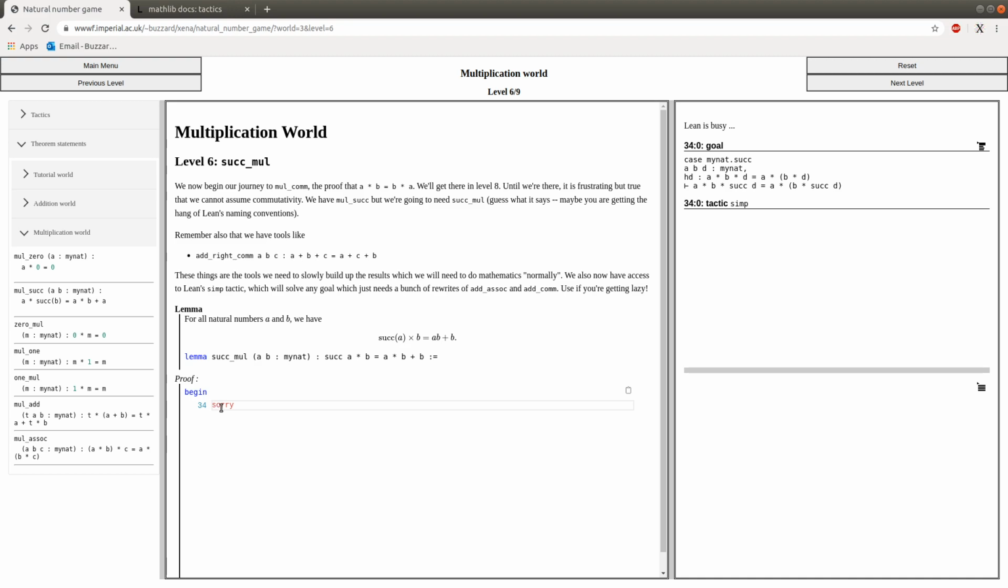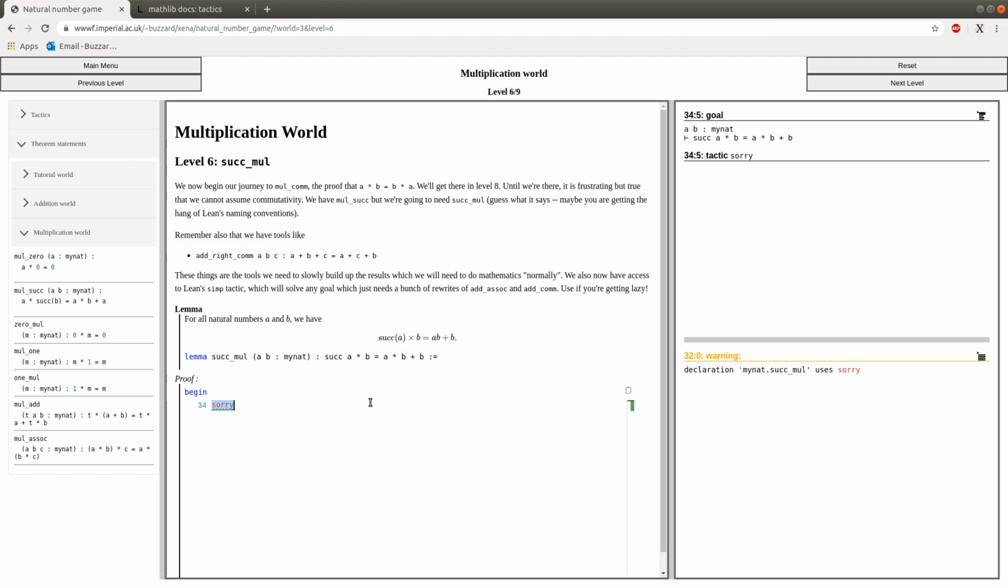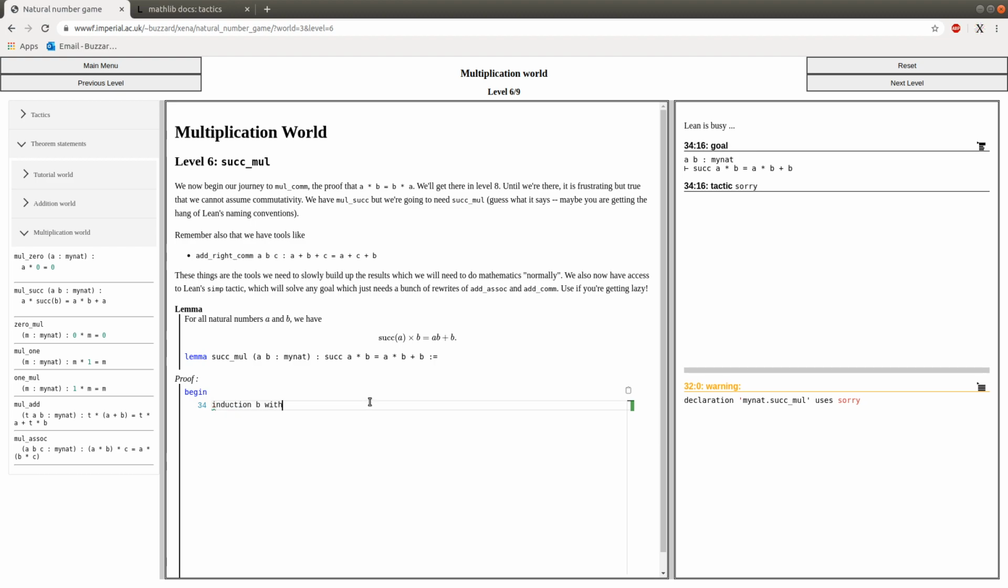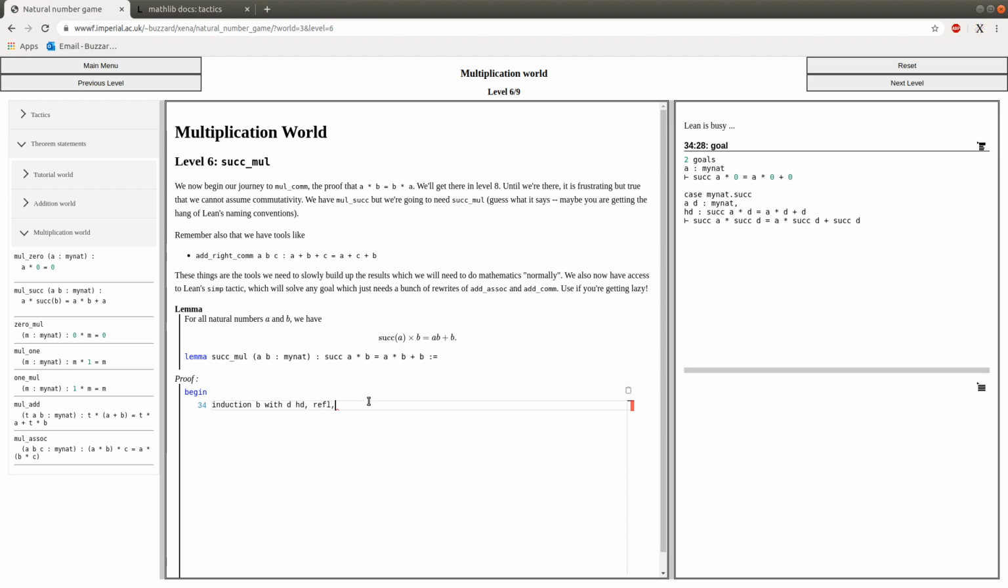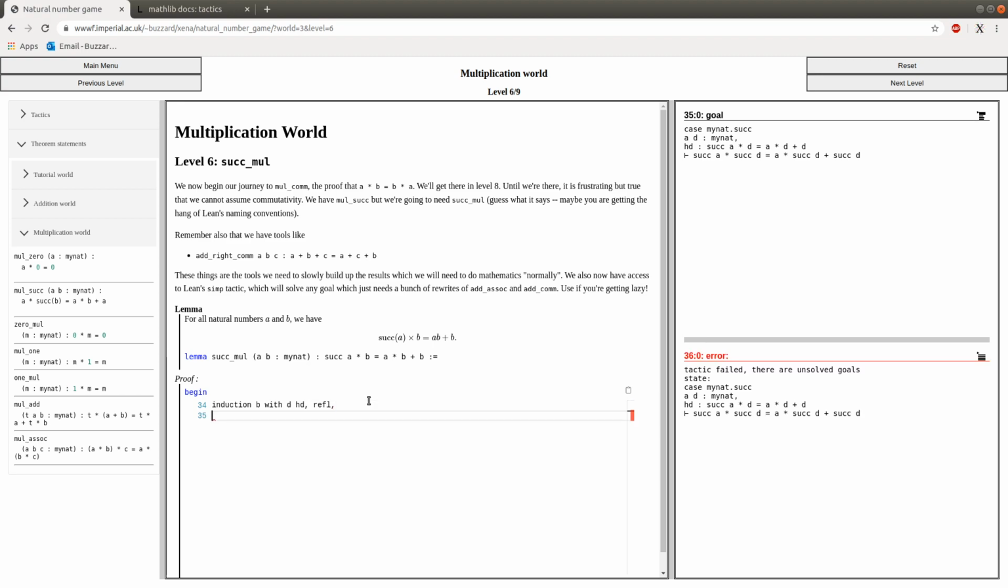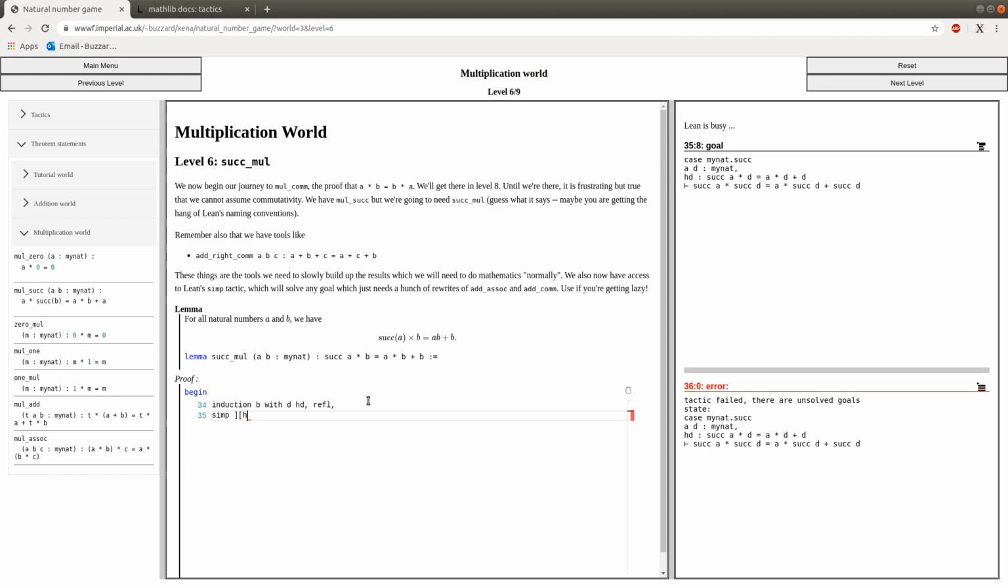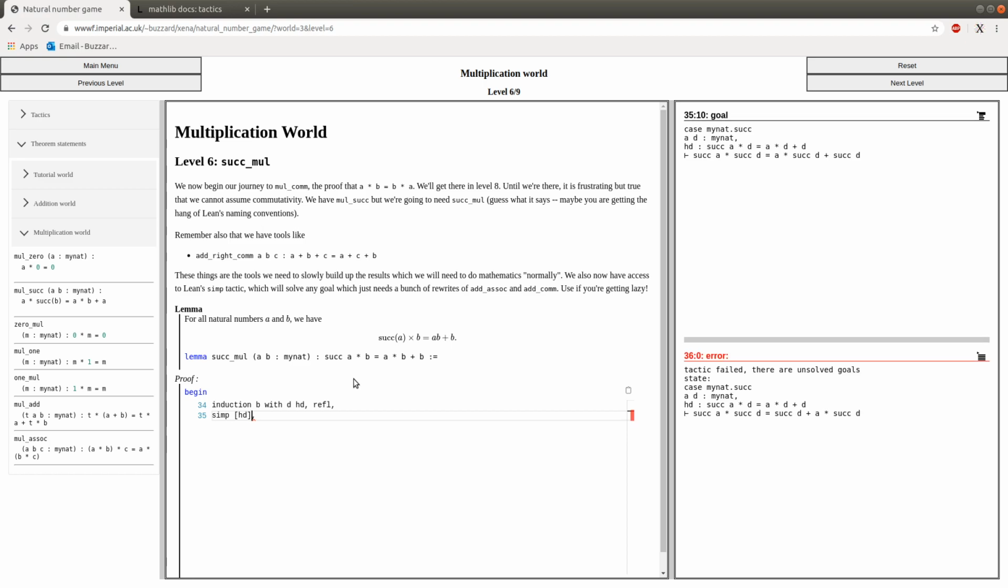Finally, suck mul. I've been waiting for you, suck mul. That's not going to be true by definition because mul suck is true by definition. So I'm going to do induction on b, I suppose. Induction on b with hd. The base case is hopefully true by definition. It is. And the inductive step, what am I going to use? So simp hd, that's a good place to start, isn't it? Because we're certainly going to use hd, and we can already do that rewrite. What's the story now? Suck a times suck d is suck d plus a times suck d.